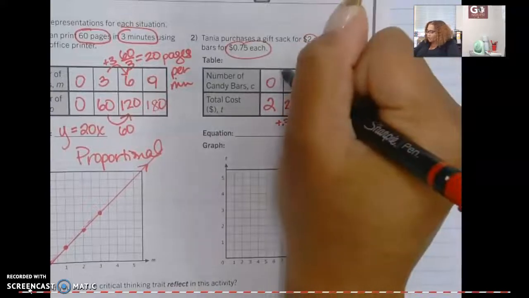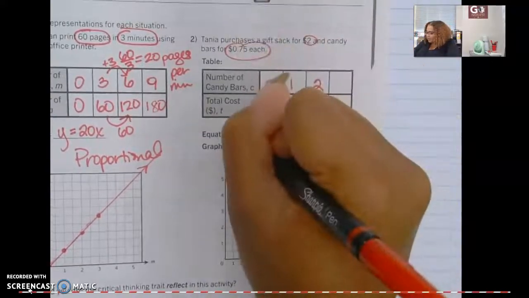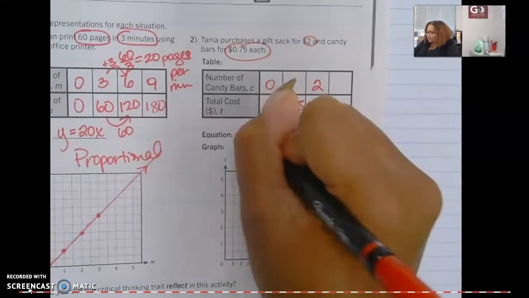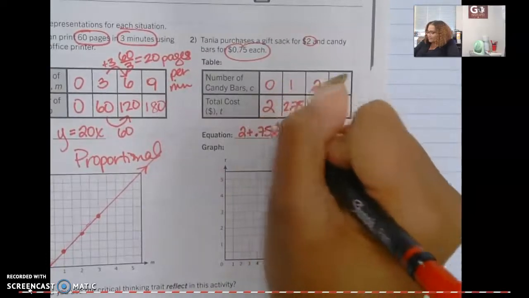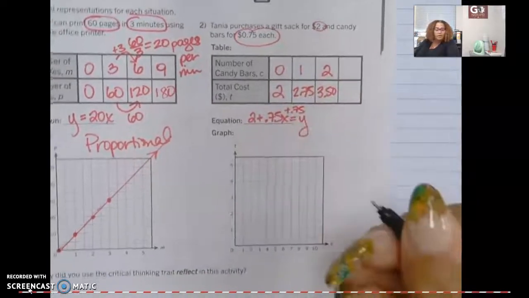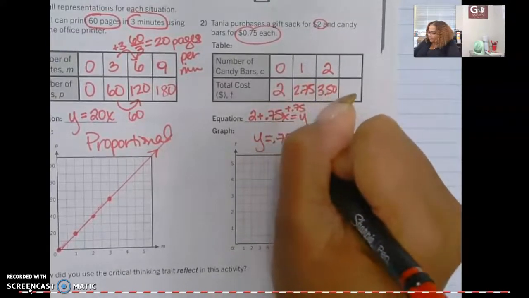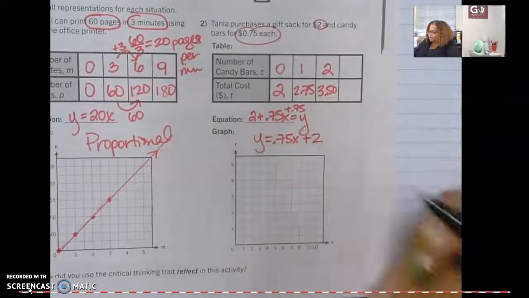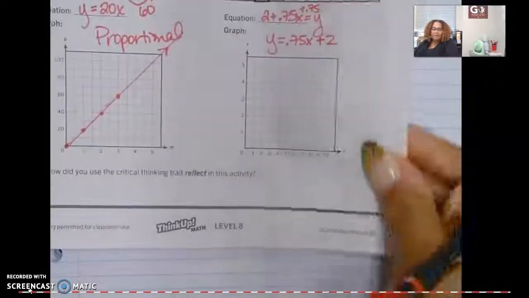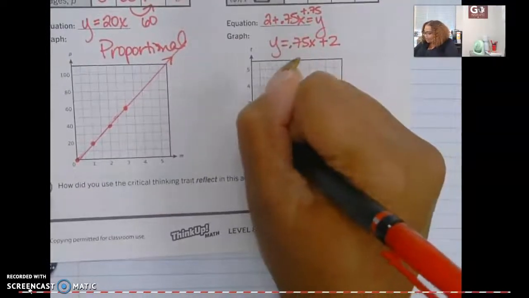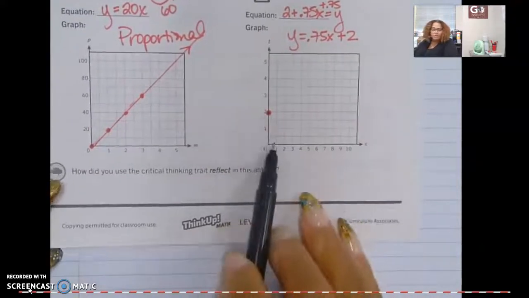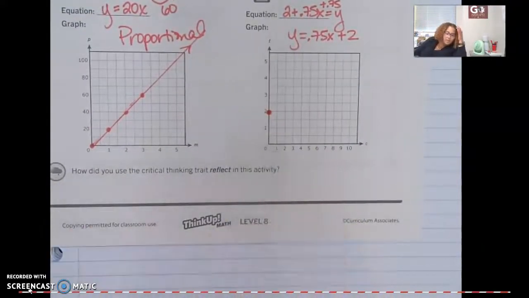So this is my start at $2 plus 0.75x equals y. Let me rewrite that. Y equals 0.75x plus $2. So I'm going to look at my graph and I'm going to start at $2. This no longer goes through the origin, and I'll finish the rest on the next video.